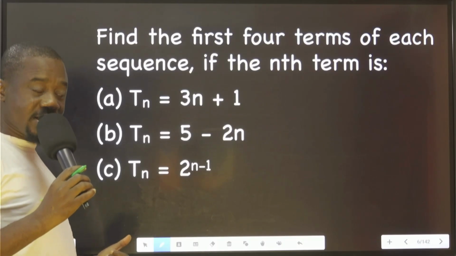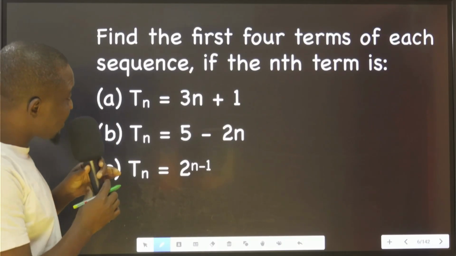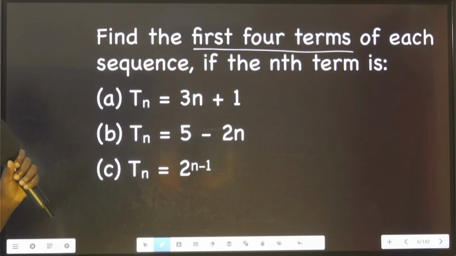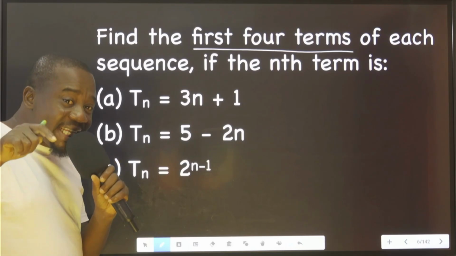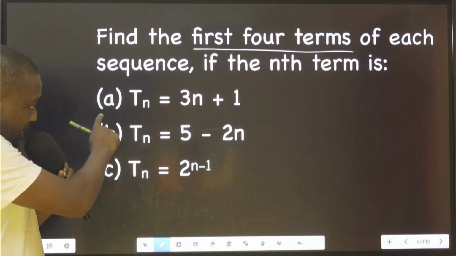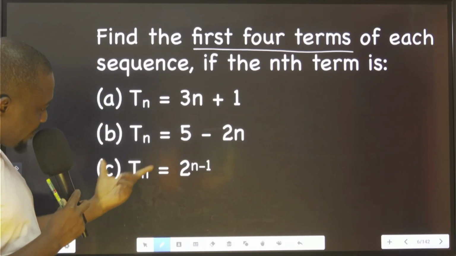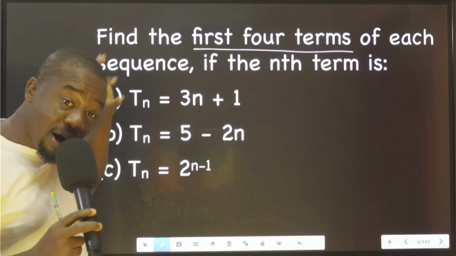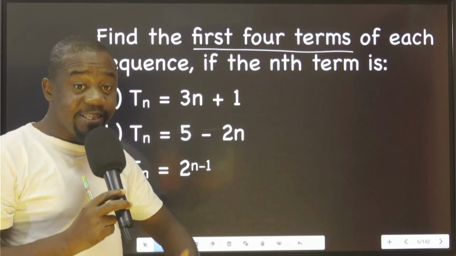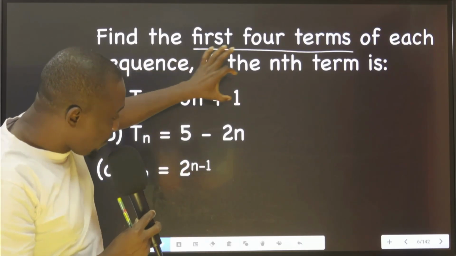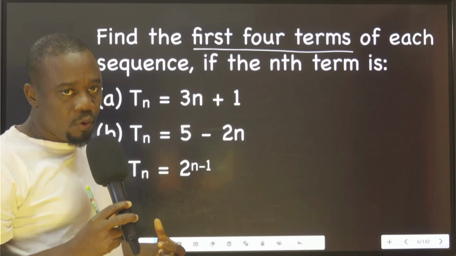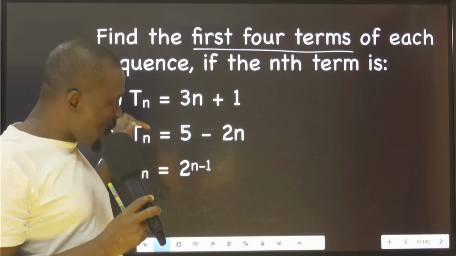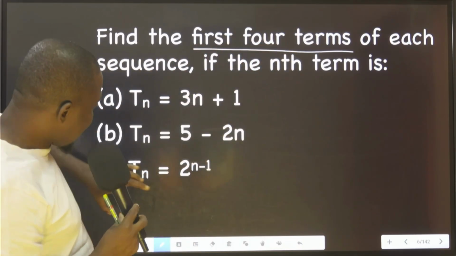Now let's look at this. It says find the first 4 terms of each sequence if the n term is this for A, this for B, and this for C. As you can see, we are given the formula for the sequence. And this formula is called what? The n term. We are asked to find the first 4 terms of what this represents. Let's see.